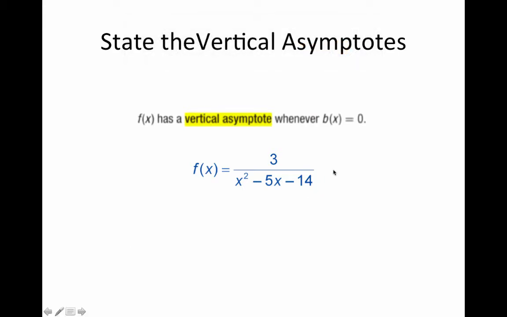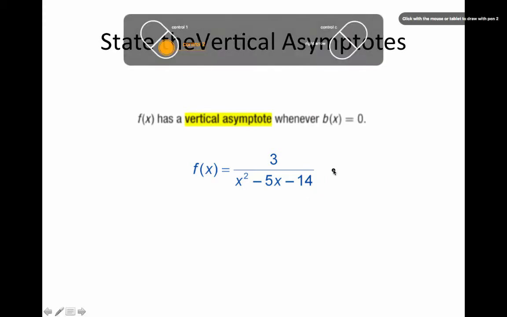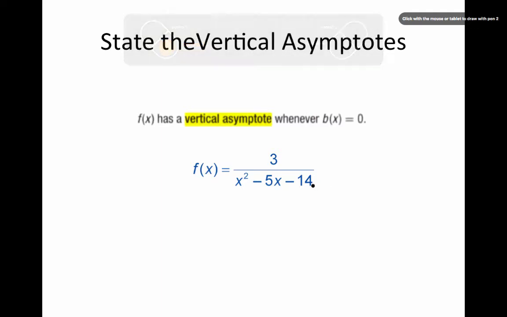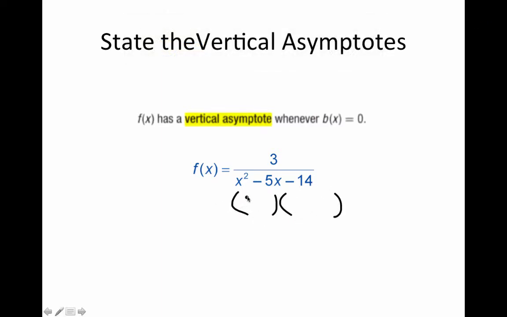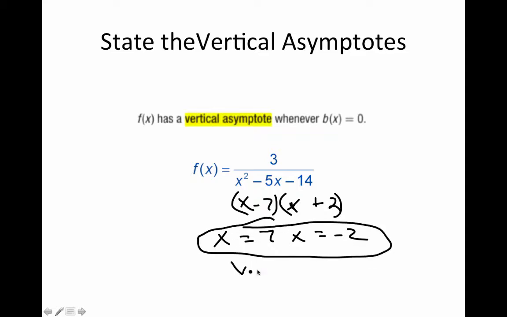First thing we're going to do is state the vertical asymptote here, which is exactly what we just did on that first problem. All you're going to do is factor. I think this is minus 7 and positive 2. And so we know x equals 7 and x equals negative 2. So these are the 2 vertical asymptotes.